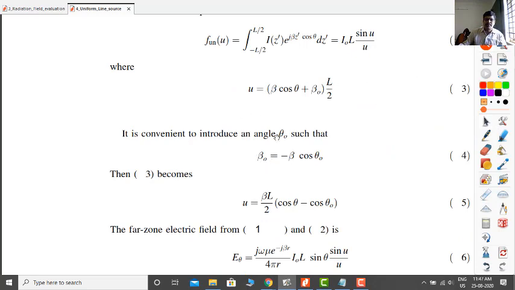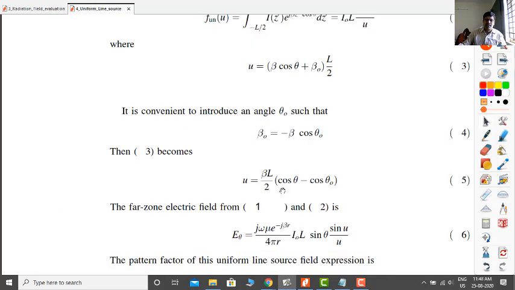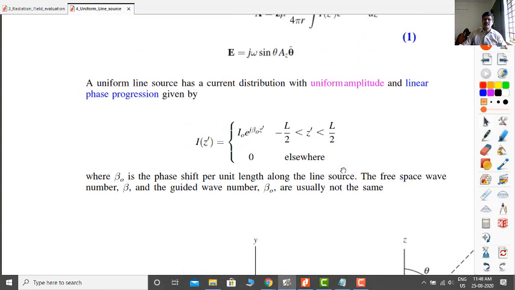Now this equation becomes, u equals, now you substitute beta L equals minus beta cos theta naught, then beta will be common, L by 2 common, it becomes cos theta minus cos theta 0. This is u.